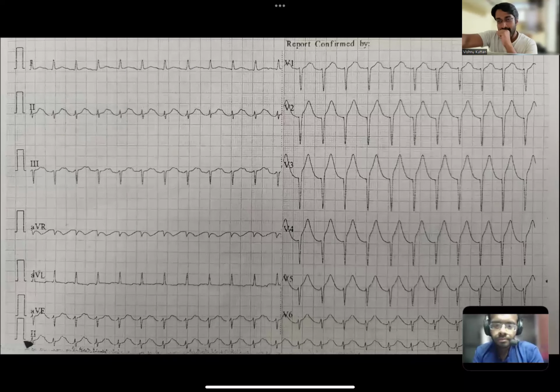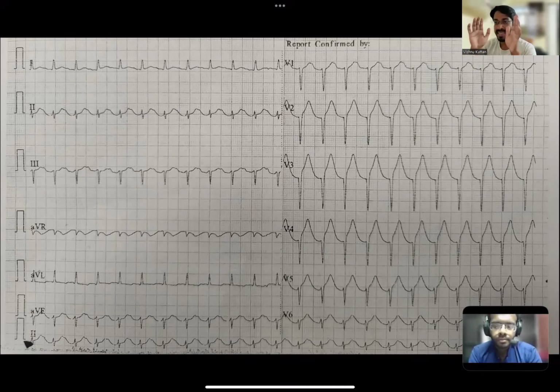At this point I was really doubtful. Is there something else going on with the patient? I just gave him a shot of metoprolol 5 mg IV to see what happens. After giving 5 mg IV metoprolol, I got this ECG, which showed a heart rate of 150.